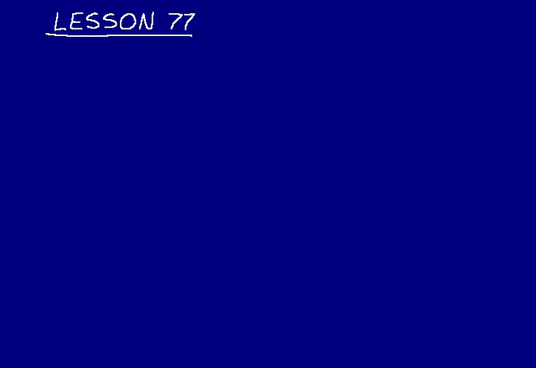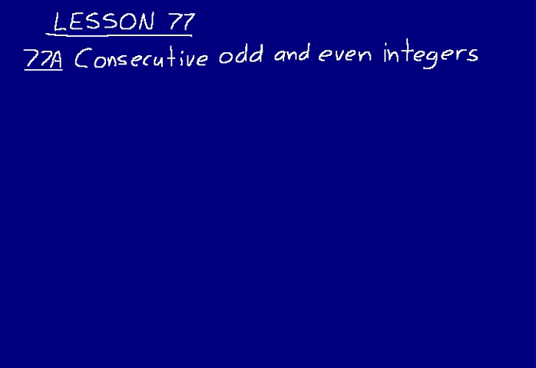Lesson 77 has two parts. The first part is on consecutive odd and even integers, and then we'll be working some more with fraction and decimal word problems. Now, when we talk about consecutive odd and even integers, we'll be doing word problems just like in Lesson 76 when we're working with consecutive integers.